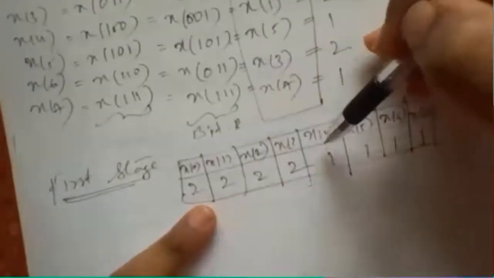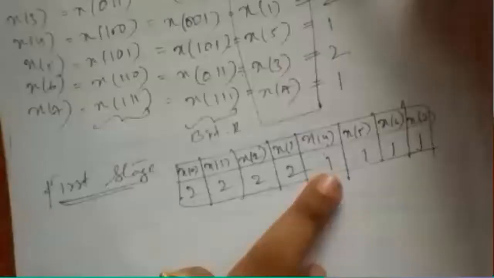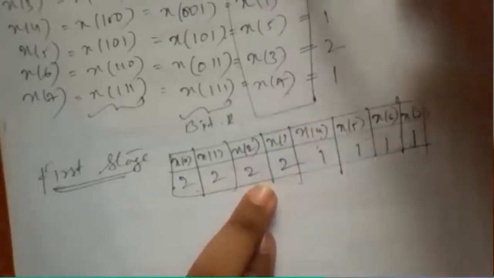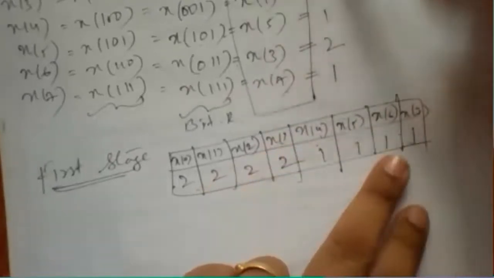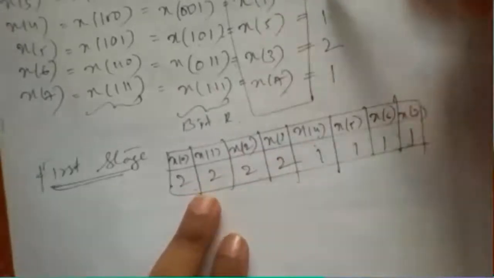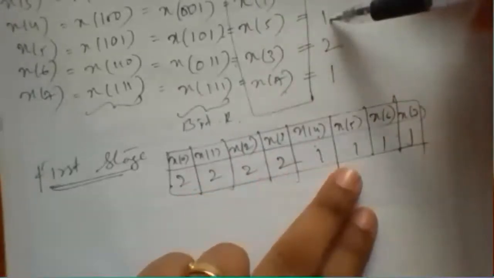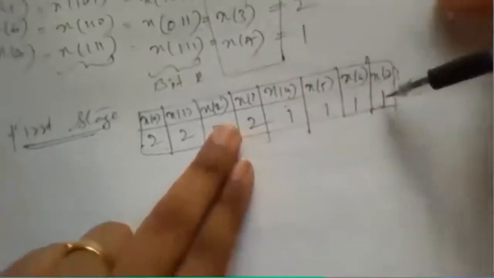So here when you write a decimated sequence, directly you can choose from this table. Say for example, x of 0 is how much? 2. What is the x of 4 value? It is 1. X of 2 value from this table is 2. X of 6 is again 1. Okay, so x of 1 is 2. X of 5 is 1. Similarly, x of 3 is 2. X of 7 is 1.